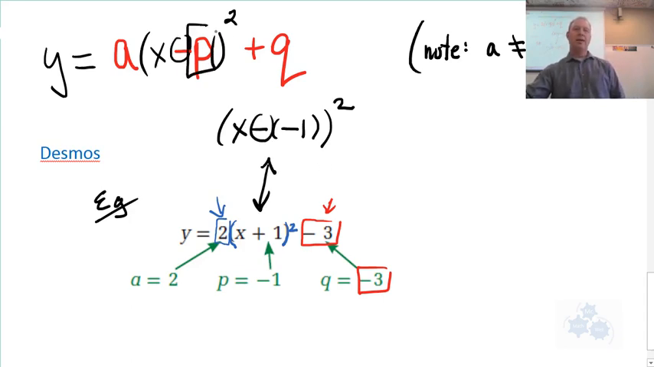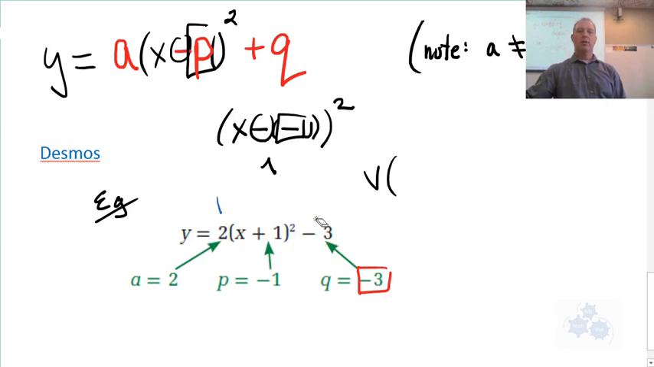So what is the p-value? Well, it's really the opposite of whatever you see here. The p-value is the opposite sign of whatever you see inside here. Opposite. Got it? So what's the vertex of this parabola? Well, if we look closely at the equation, the vertex should be -1, -3.